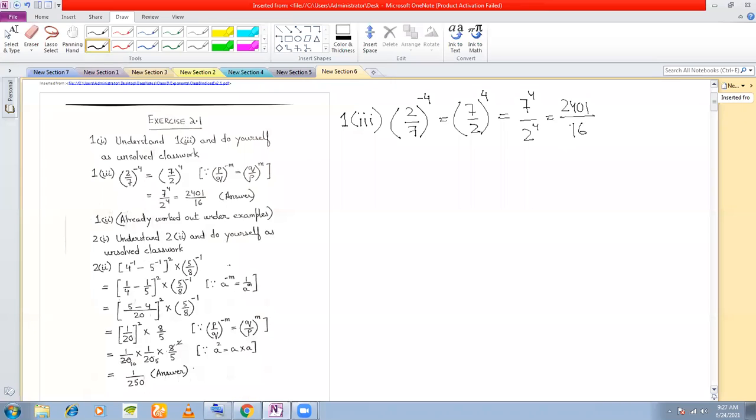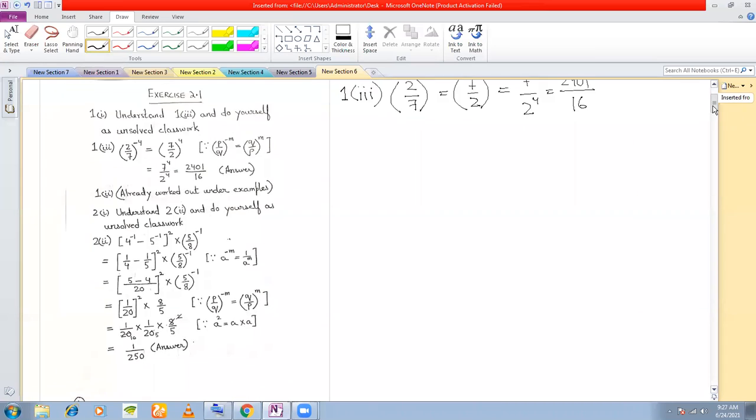Okay. But these are just review questions. These will not come in your question paper. Next, let's say we want to simplify this: 4 to the power of minus 1 minus 5 to the power of minus 1, whole square, into 5 by 8 to the power of minus 1.